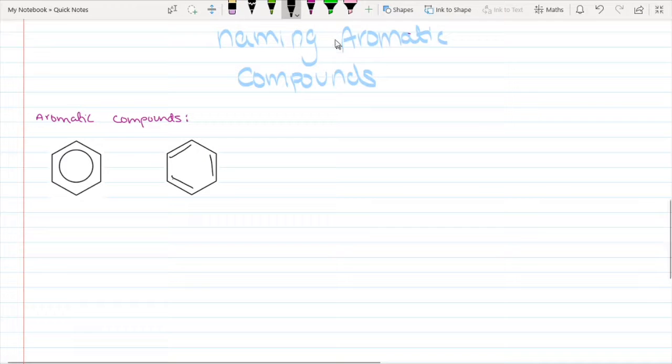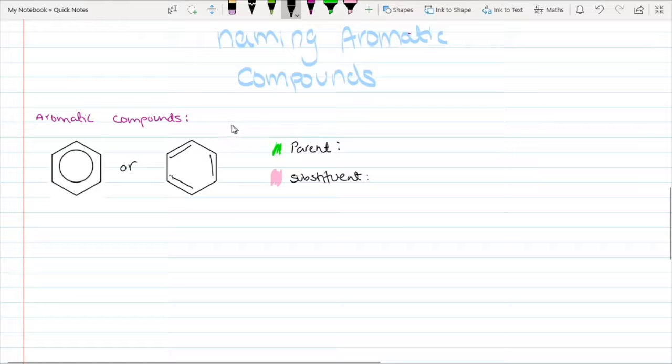So today we'll be learning how to name aromatic compounds. Firstly, anything that contains a benzene ring is classed as an aromatic compound. When you are naming these aromatic compounds, you can either have this delocalized model of the benzene ring, or you can have Kekulé's model of the benzene ring.